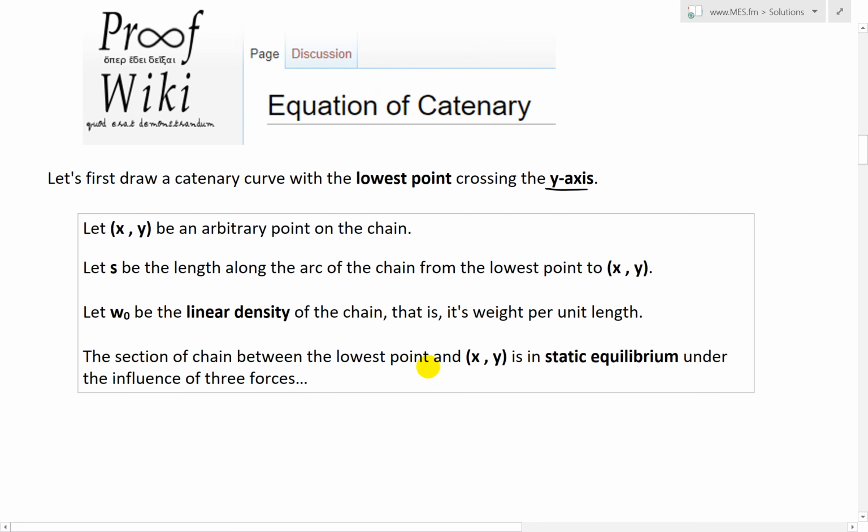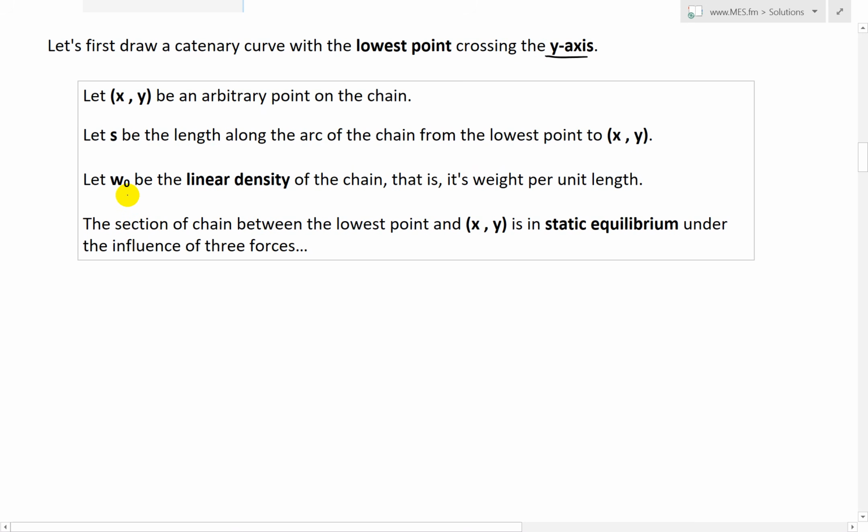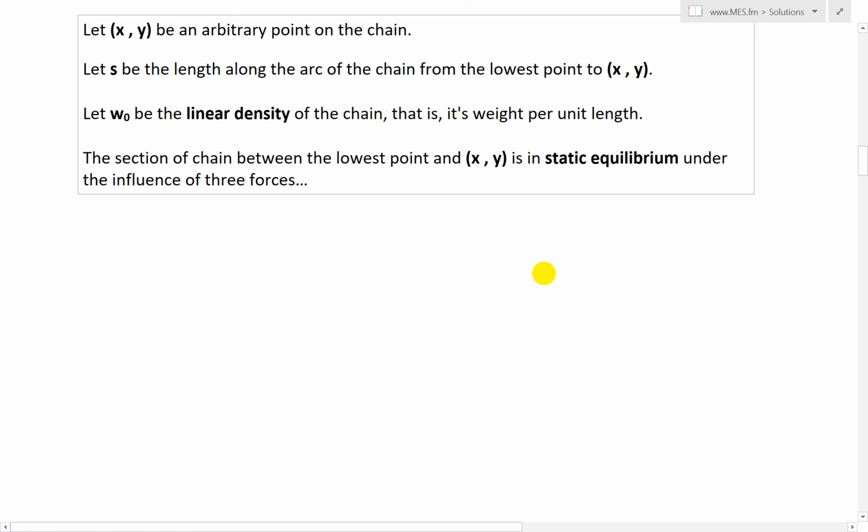Now, from that website: let (x, y) be an arbitrary point on the chain, and let s be the length along the arc of the chain from the lowest point to (x, y). In other words, just the arc length from the lowest point to that random point. Let w0 be the linear density of the chain, that is, its weight per unit length. Again, assuming it has a mass, weight is a unit of force, divided by unit length, like meters or millimeters, whatever length you're using, and we'll assume it's evenly distributed across the whole cable.